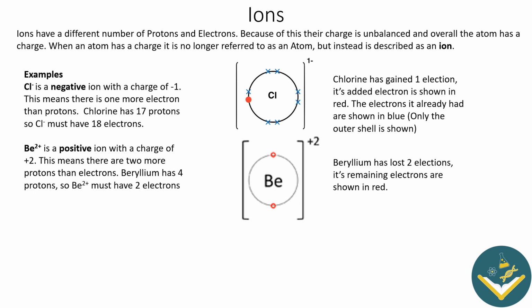Something that's important to remember is that the number of protons an atom has cannot change. If the number of protons changes, it becomes something else, and we get into nuclear physics. In chemistry, we only look at the electrons changing. So if you ever see an atom with a charge, we refer to it as an ion, and we remember that the number of electrons has changed.